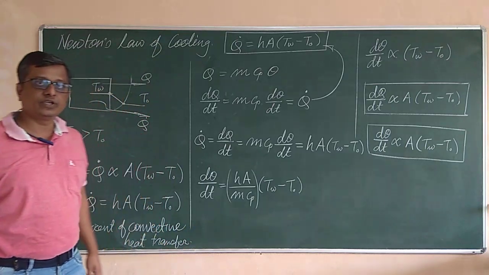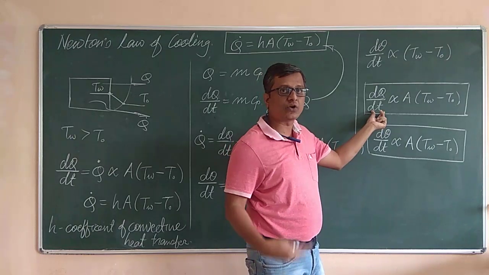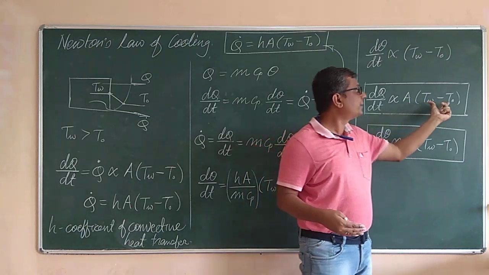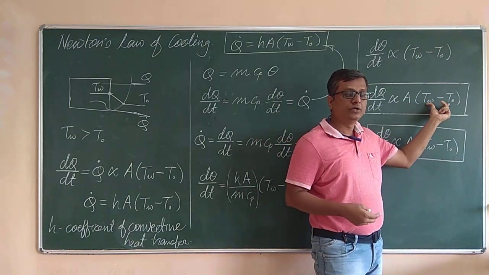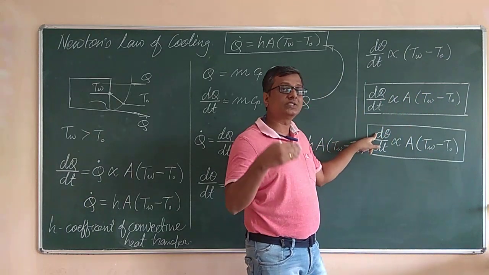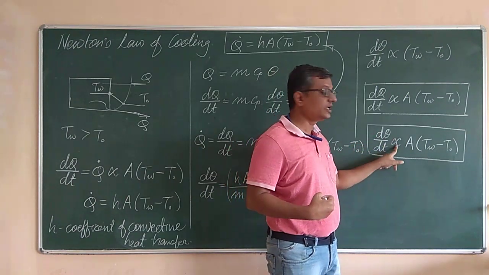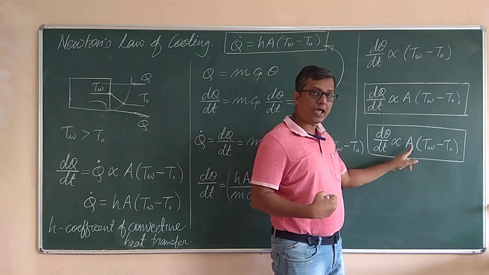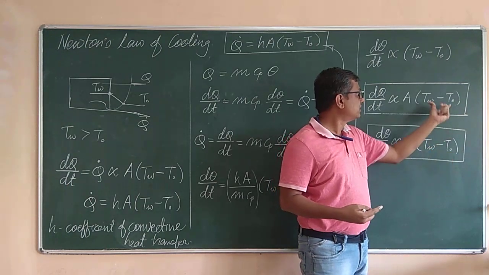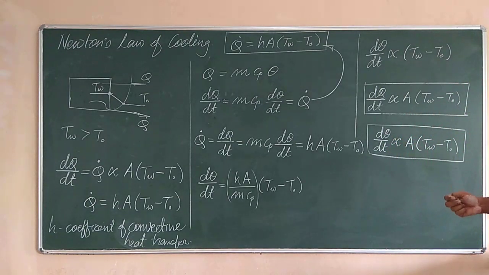So Newton's law of cooling can be defined in two different ways. One way is that the rate of transfer of heat from a solid object to the surrounding fluid is directly proportional to the surface area and the temperature difference between the body and the surrounding fluid. The second statement is that the rate of change of temperature of a body due to convective heat transfer is directly proportional to the surface area and the temperature difference of that body with the surrounding, provided that this temperature difference is small enough. So this is all about Newton's law of cooling.